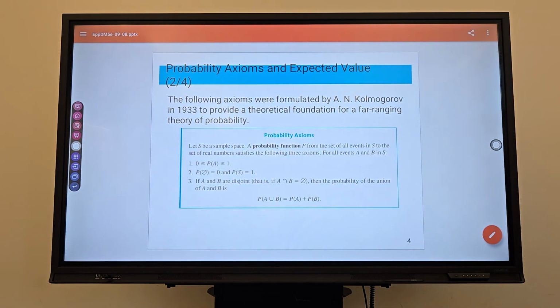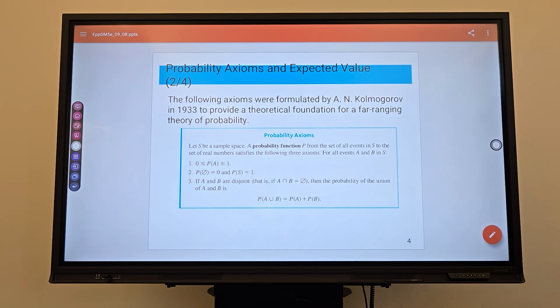The following axioms were formulated by a mathematician in 1933 to provide a theoretical foundation for a far-ranging theory of probability. Let S be a sample space. A probability function P from the set of all events in S to the set of real numbers satisfies the following three axioms for all events A and B in S. The probability of A is between 0 and 1 inclusive. The probability of the empty set is 0. The probability of S is 1.